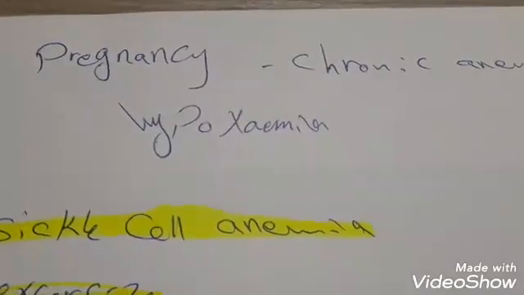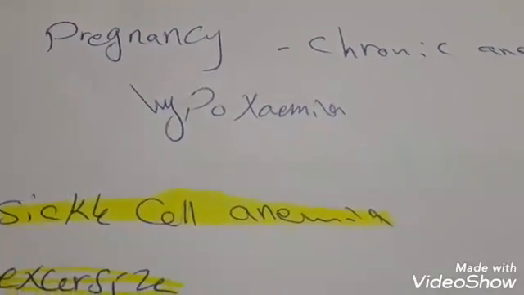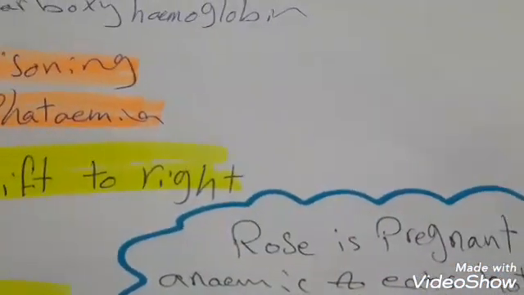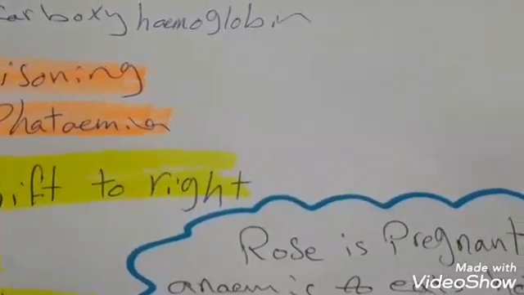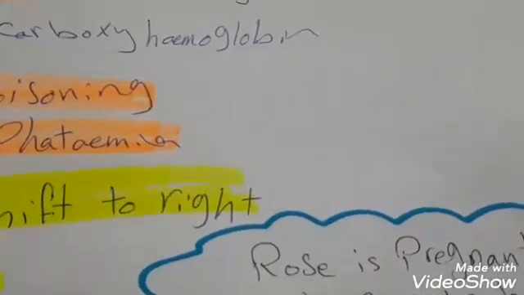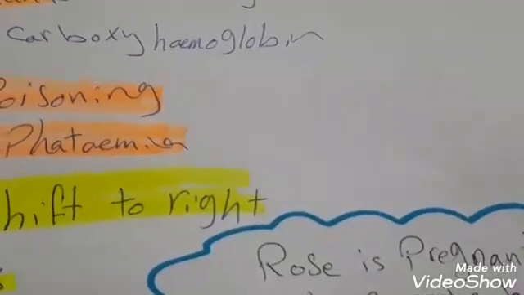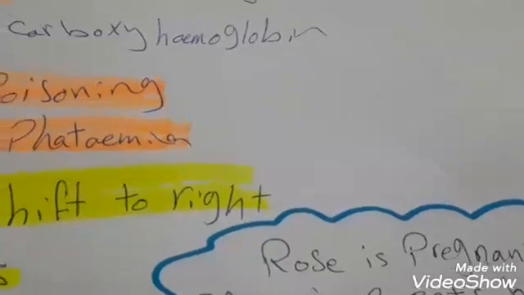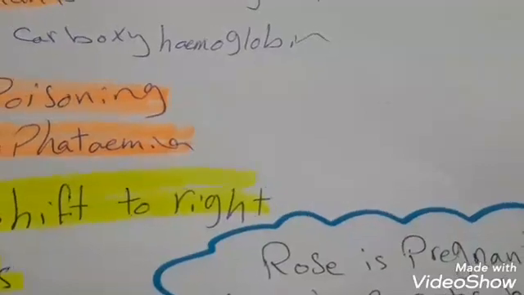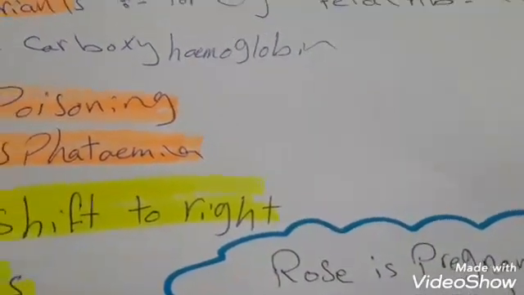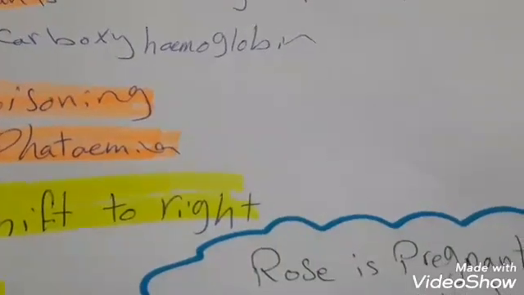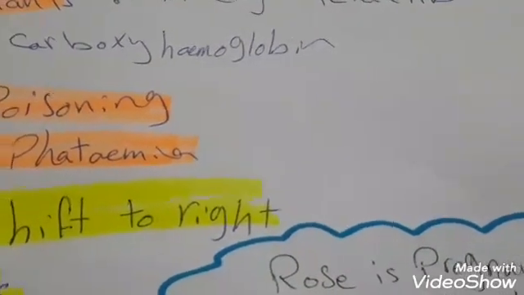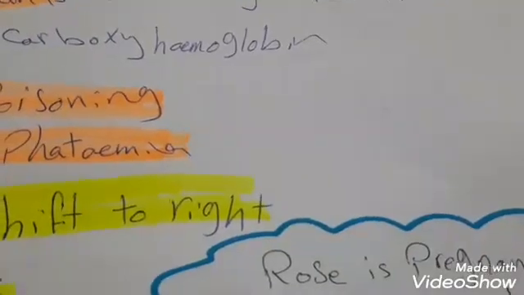Also, there is sickle cell anemia and during exercise, and we can remember them by the mnemonic: Rose is pregnant and anemic and eats hot acidic foods and walks. So Rose, R for the right; pregnant, pregnancy; anemic, anemia; hot, increased temperature; acidic media; and walks, exercise.